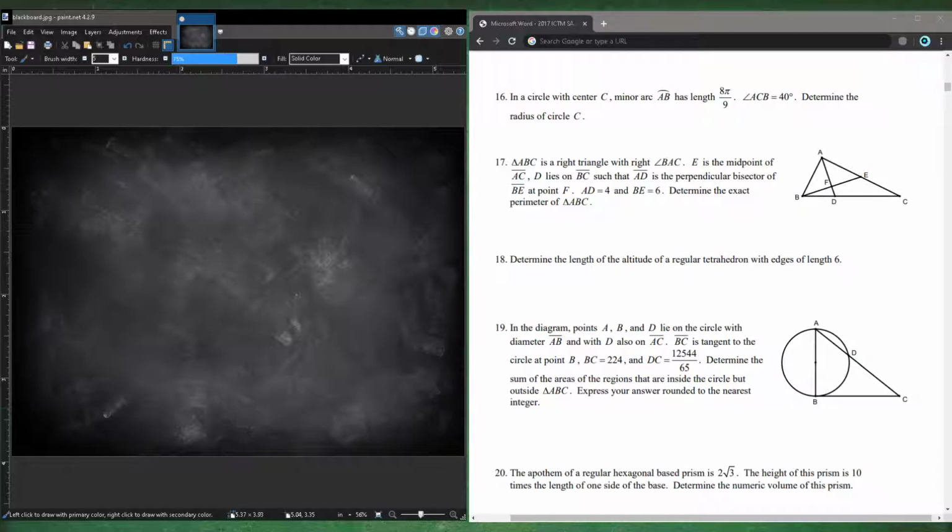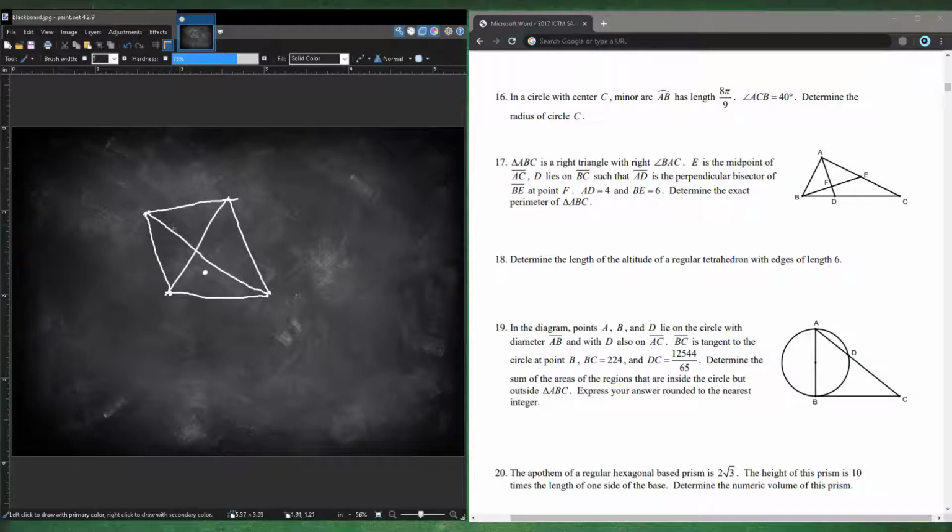Number 18. Determine the length of the altitude of a regular tetrahedron with edges of length 6. So we could just draw a tetrahedron, right? So something like this. Then we have a line right here. Okay, so something like that. So what we're gonna have to do is draw that center. Actually, I'll just draw a little bit down here. It doesn't really matter how you draw.